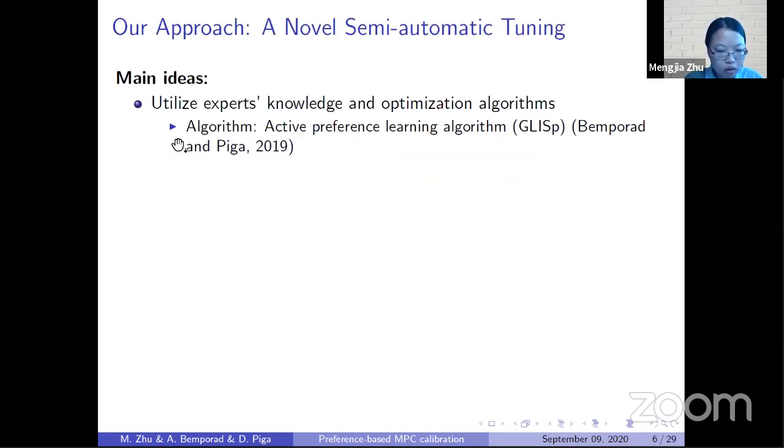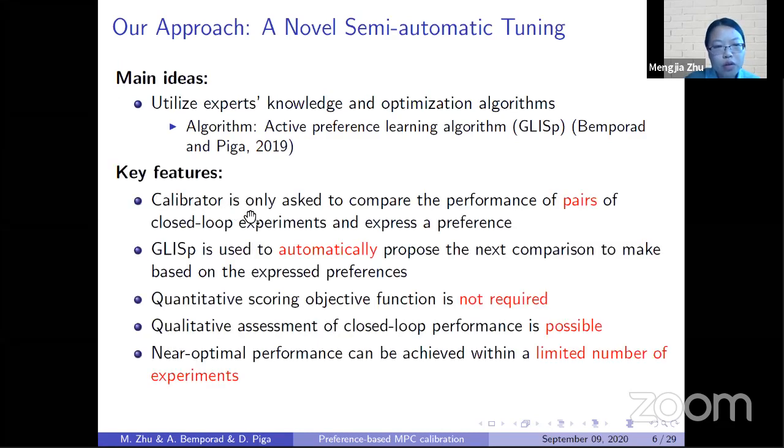I want to discuss the main idea of our approach. It utilizes experts' knowledge and an optimization algorithm. And the algorithm used is the active preference learning algorithm that I will discuss in more detail later in this presentation. And here are some key features of this approach.